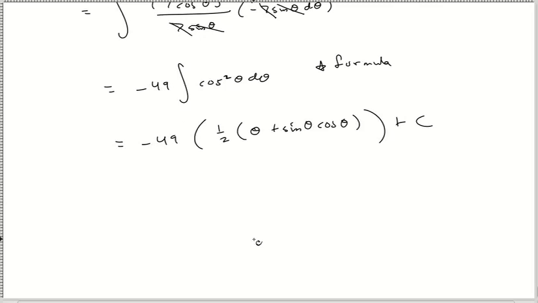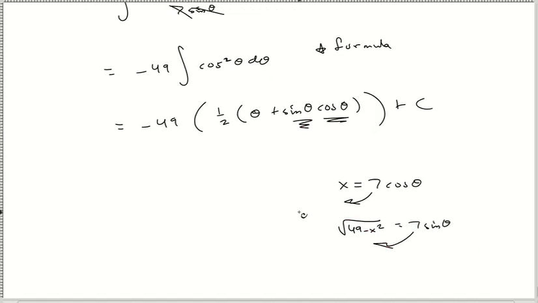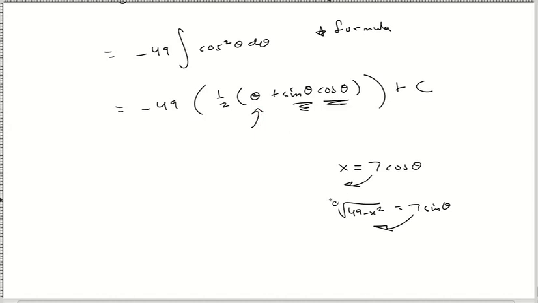So now what, right? Well, you can't leave it as thetas. You have to actually go back. And I know that x is equal to 7 cosine theta. So that's really nice, right? So I guess I could solve for cosine that way. Oh, yeah, don't I have the square root of 49 minus x squared is equal to 7 sine theta? Couldn't I just move that over to the other side, solve for my sine? And what about my theta? Just theta, not sine theta, not cosine theta.